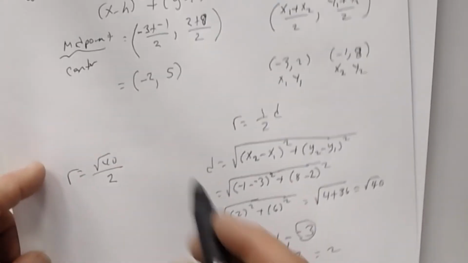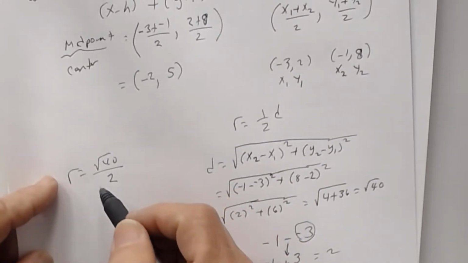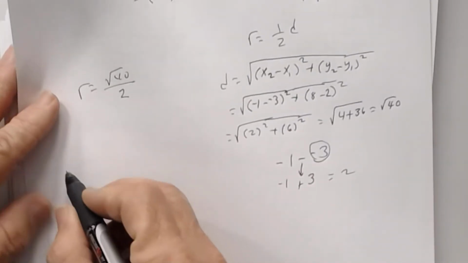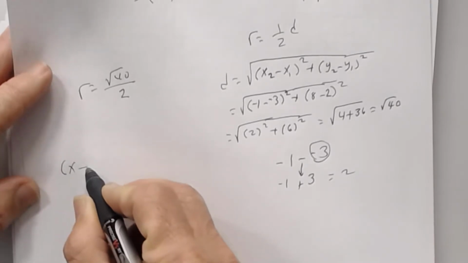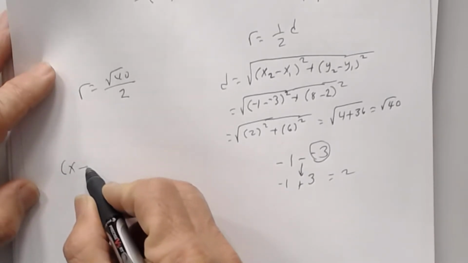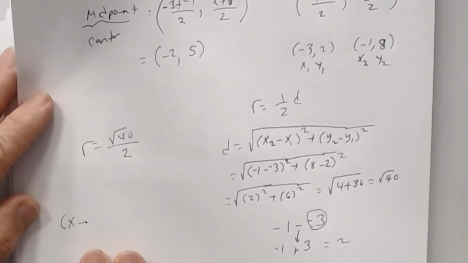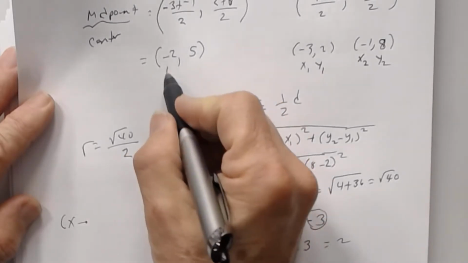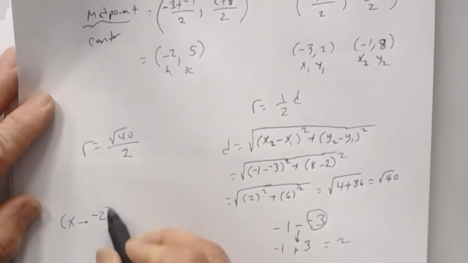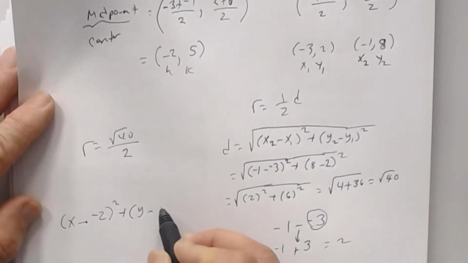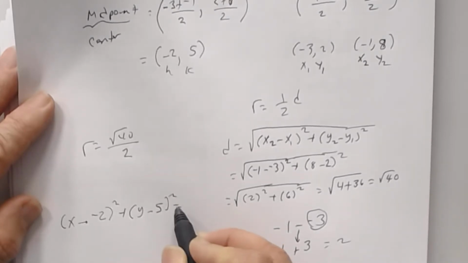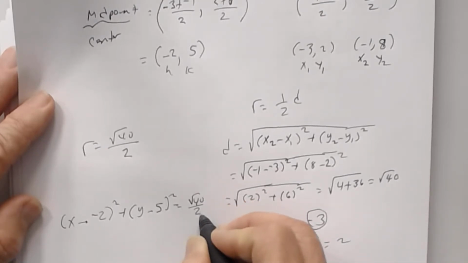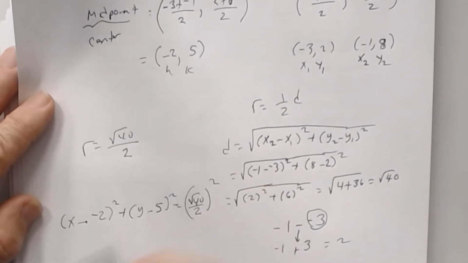All right, so here we go. So now I have the length. I have to have the length of the radius, right? And I have the center. So let's plug into the formula. So x minus h. What's h? Negative 2. Your center. This is hk. Negative 2 squared plus y minus what? 5 squared equals the radius. What's the radius? Square root of 40 divided by 2 squared, right?